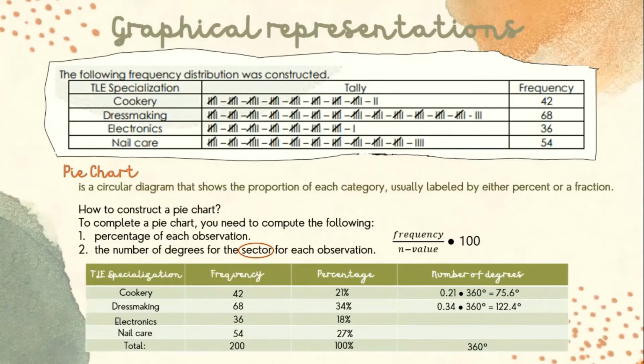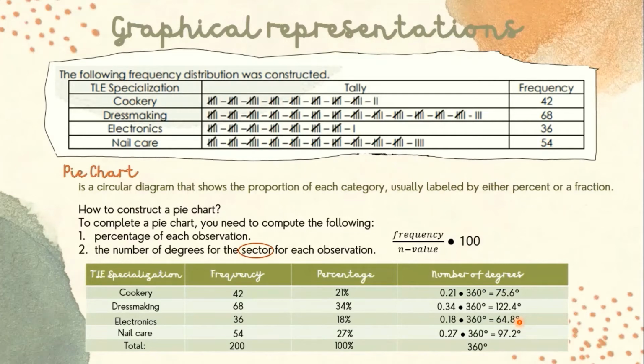Next, for dressmaking, 34% of 360 degrees. 0.34 multiplied to 360 degrees is equal to 122.4 degrees. Next, for electronics, 18% of 360 degrees, that is 0.18 multiplied to 360, that is equal to 64.8 degrees.